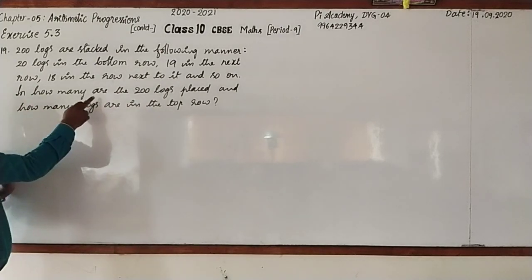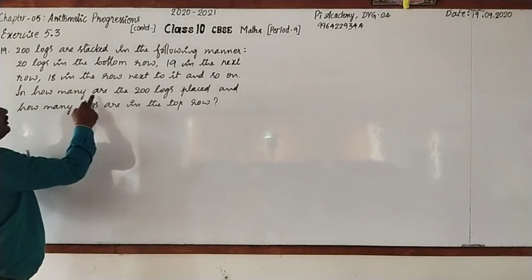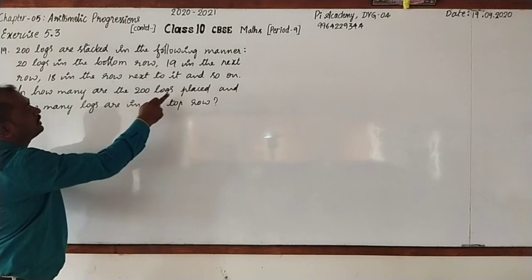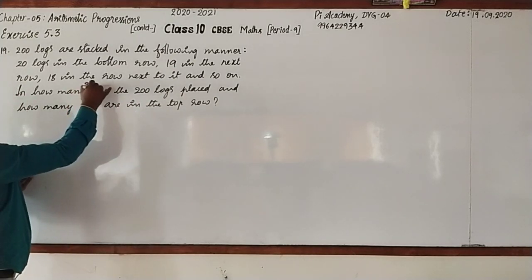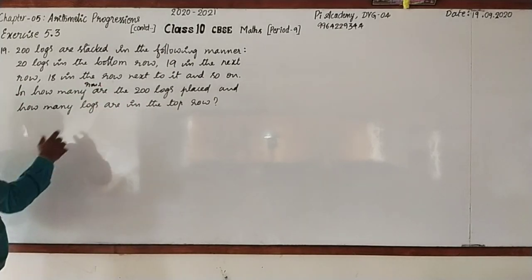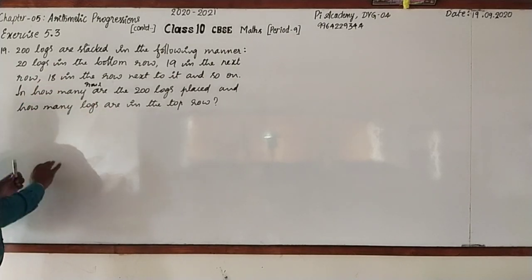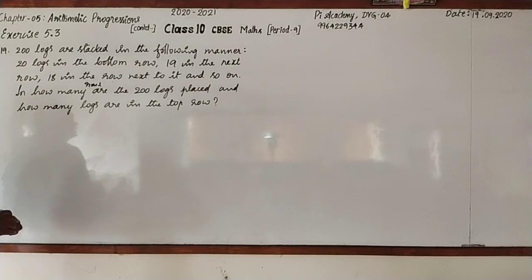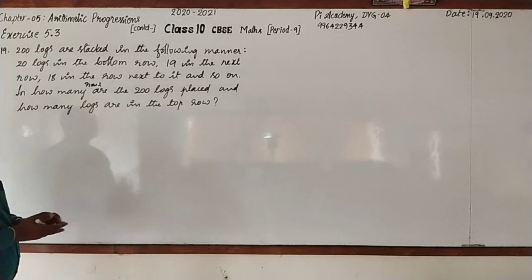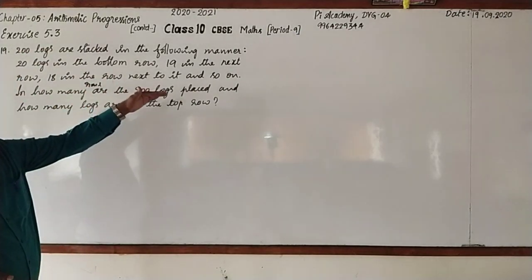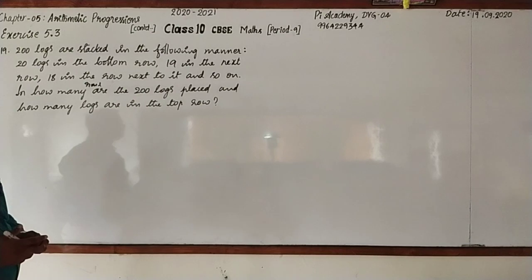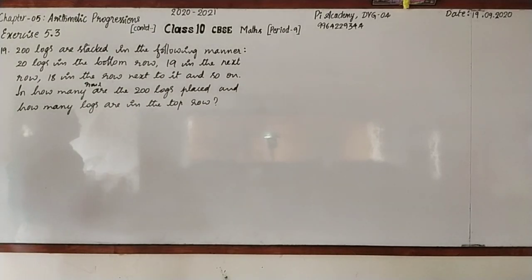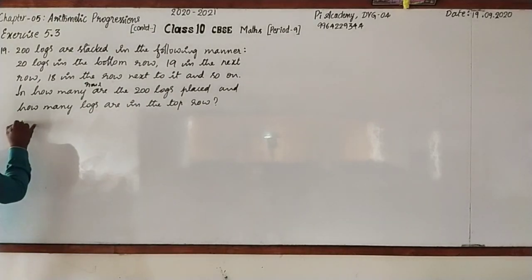Then in how many rows are the 200 logs placed? And how many logs are there in the top row? So some number of rows in which the logs are arranged. But how many rows are there? That should be found out. If it is so, in the last, that is the top row, how many logs are placed? That should also be found out. Hope that you have understood the statement. It is also very simple.